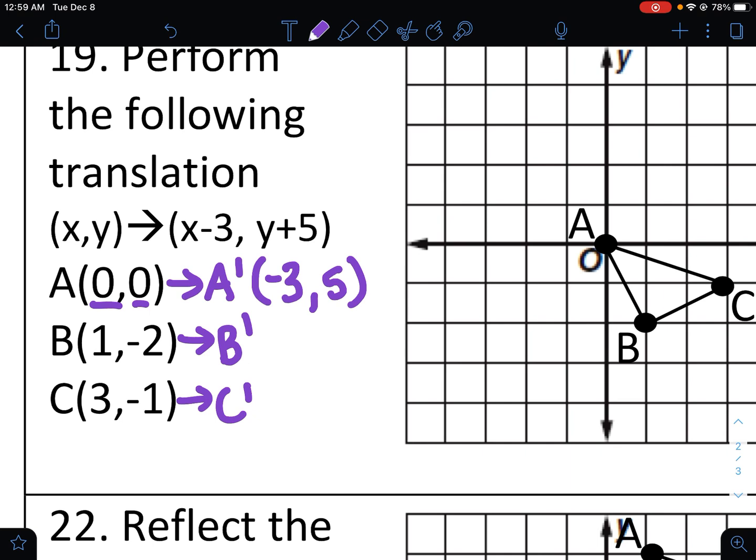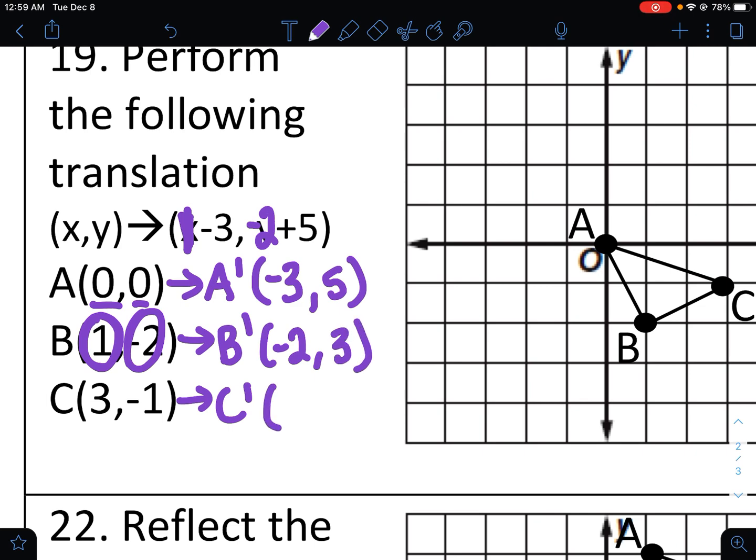And then for point B, we're going to now take the 1, plug it in for x. So 1 minus 3 is -2. Then we're going to take this -2 for the y and plug it in here. So that's -2 plus 5, which is 3.